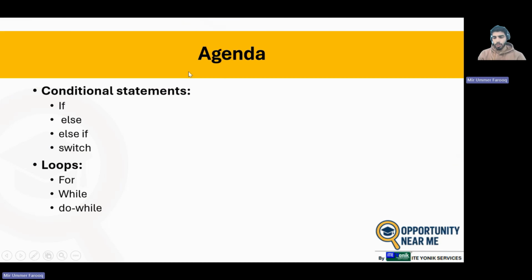So this is our agenda for this session. First of all, we are going to cover conditional statements, where we will see how we can do decision making using if, how we can use else, how we can use else if, and how we can use switch case. And then we are going to cover loops. We are going to see how we can avoid repetitive coding, how we can use the for loop for that, how we can use the while loop, and what is do while and how we can use that. So let's get started.